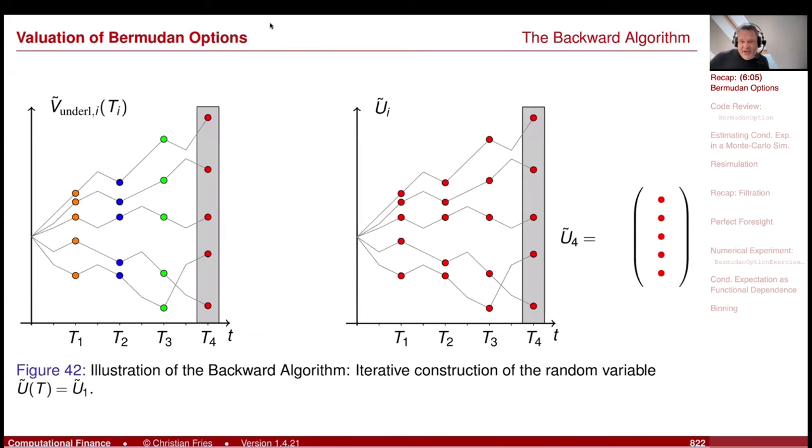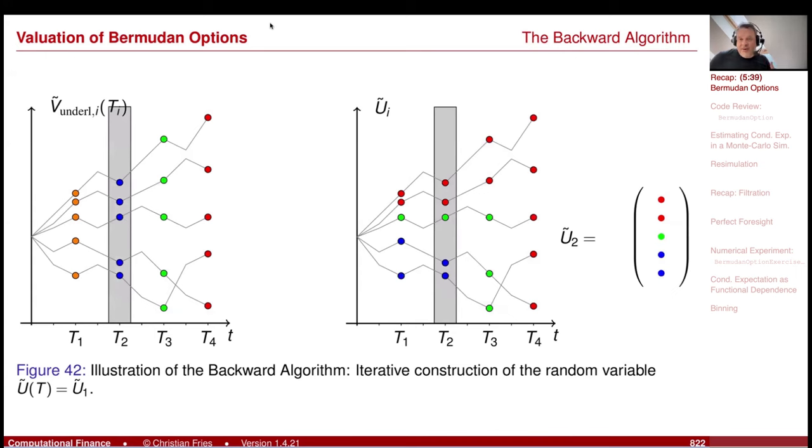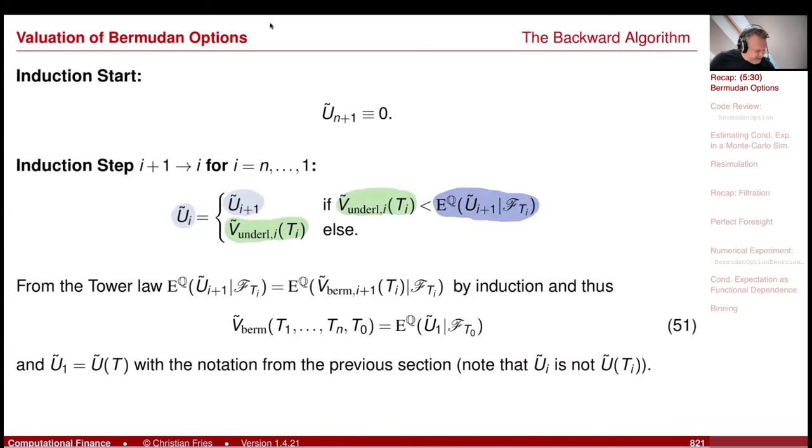So here you have a small illustration. You initialize this random variable U, say with zero in the end, and then you take the conditional expectation and compare that to the value of the underlying. And where the underlying has a higher value, you update this vector. Then you take again the conditional expectation of this vector here. And you compare this conditional expectation to the underlying, and where the underlying has a higher value, you update this vector. So you see here, you always take the conditional expectation of this vector in the comparison that defines your decision, but then you just update the vector.